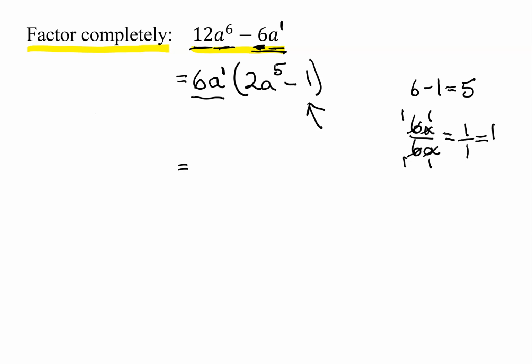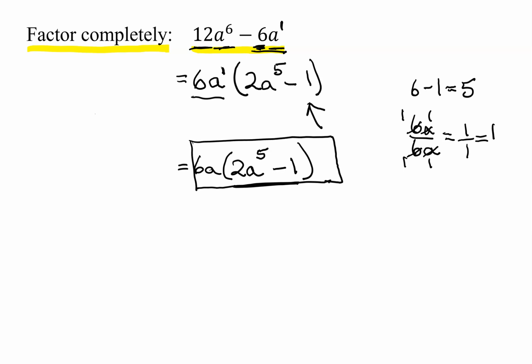So I never write a to the first power, so I'm going to have 6a times 2a to the 5th minus 1. Now, are we done? Always look at your resulting binomial here. Are there any common factors left? Definitely not. There are 2 terms. It's the difference of 2 terms, but is this first term 2a to the 5th a perfect square? No, it's not the difference of 2 squares, so this is our final answer. We factored it as much as possible.